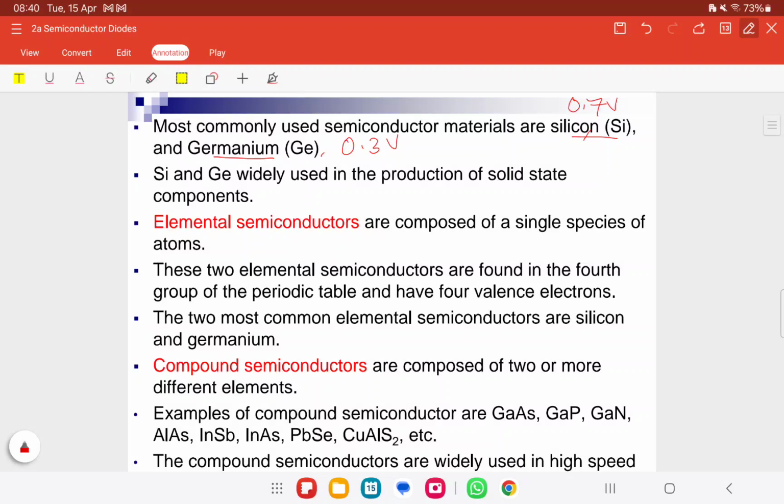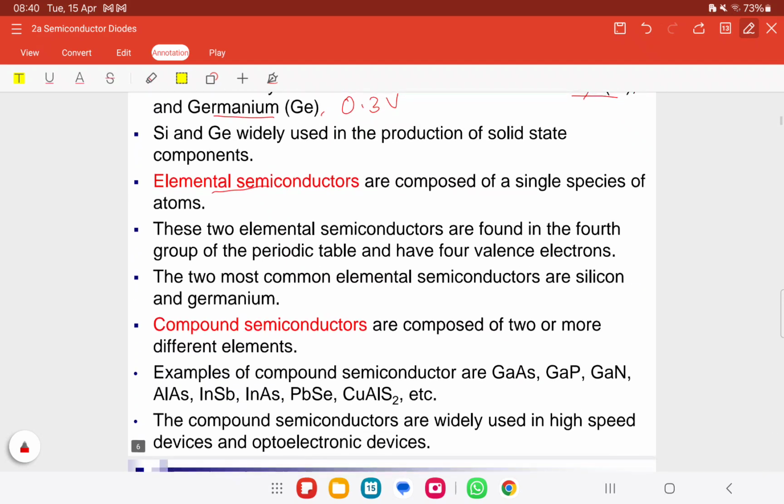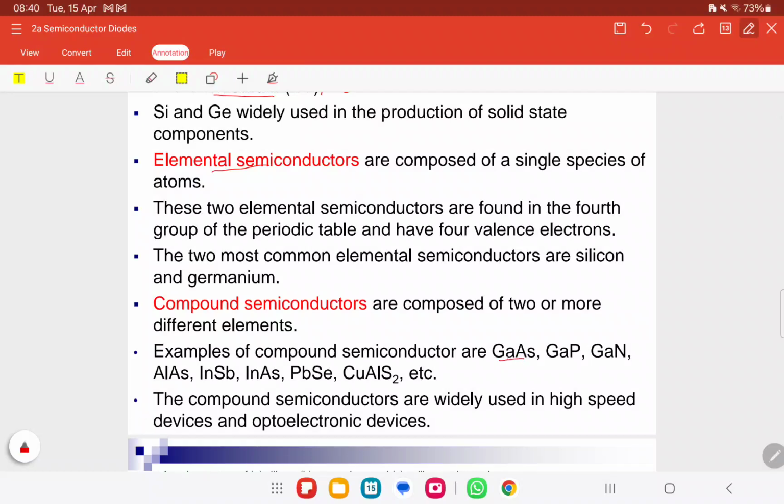Okay. Alright, so we have the elemental semiconductor composed of single species of atom, and then we have the compound. So for the silicon and germanium, we call it as the elemental semiconductor because the compound inside is only one element. Okay, for the semiconductor with more than one element, we call it as the compound semiconductor. Okay, for the gallium arsenide tadi tu, it is the compound semiconductor. This one pun sama. All the materials yang ada more than one element, we call it as the compound semiconductor.